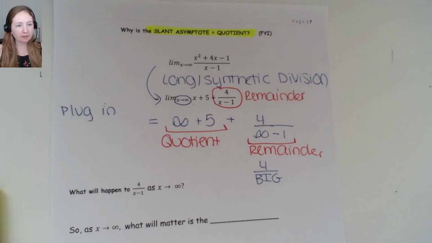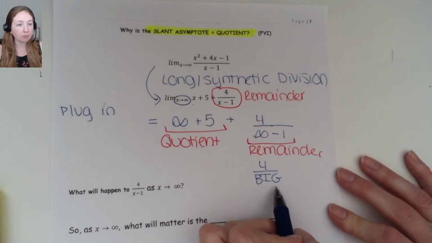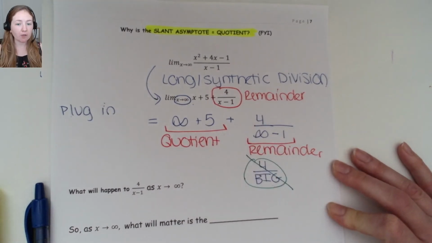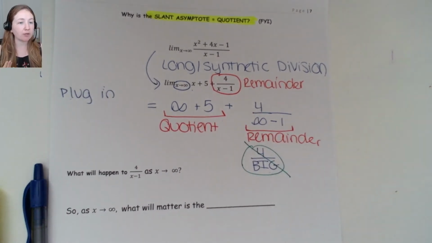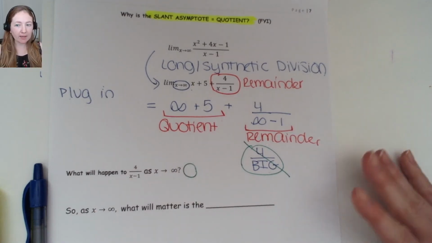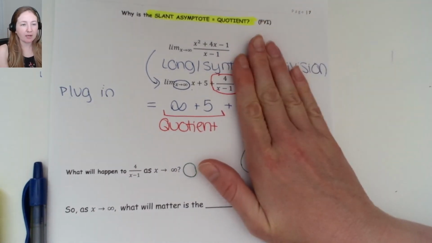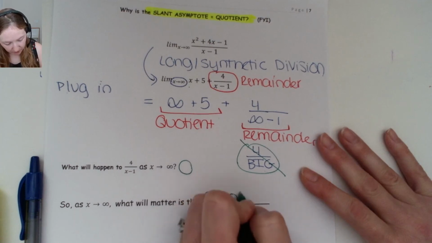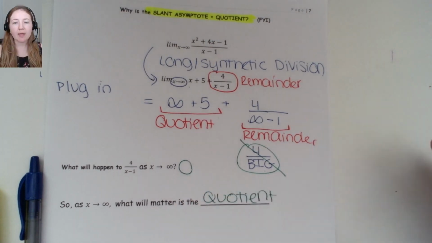And we learned in test 1 that anytime you have a big number in the denominator, that simply goes to 0. So what's going to happen to that remainder as x goes out to infinity is it will just go to 0. And so because that is dropping off as you go out, what's going to matter and what's going to define that limit is not the remainder, but the quotient. And for that reason, the slant asymptote will be the quotient.